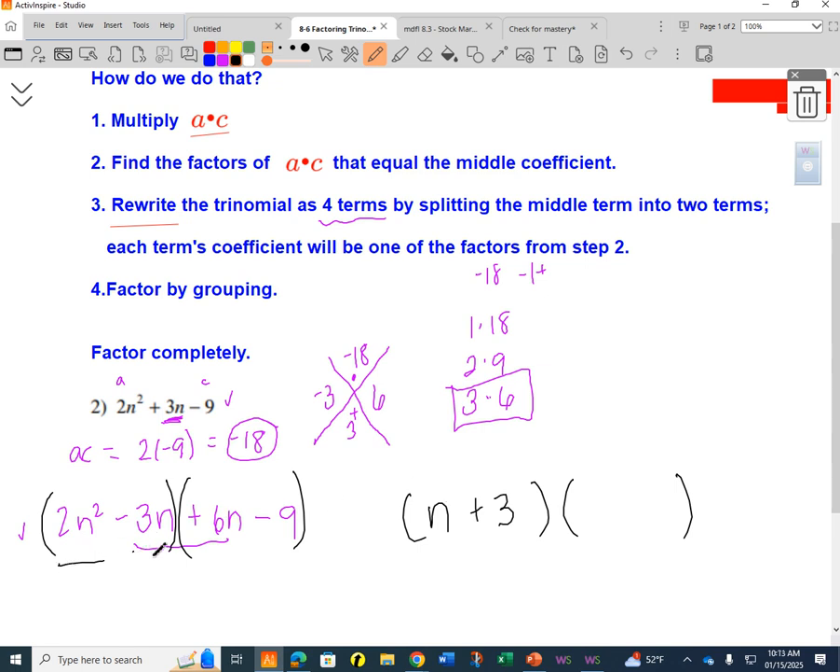Very good. You take these first two terms and divide it by the greatest common factor of those first two terms, n and n. So the 2's got to come along because there's nothing to divide out of that. N squared divided by n is just n, and that makes sense because n times 2n is 2n squared, right? Now negative 3n divided by n, the n cancels out. That's negative 3 times 1. So that's minus 3.